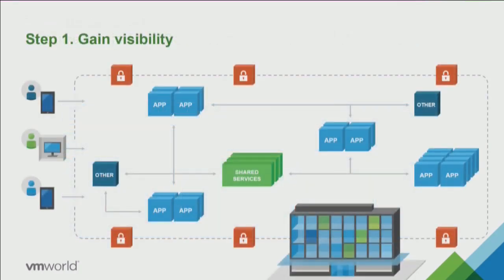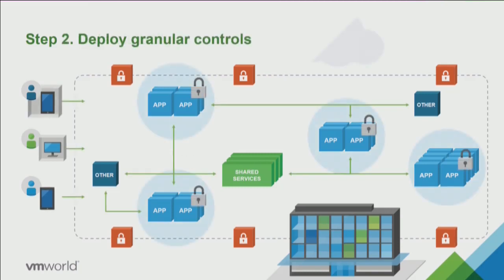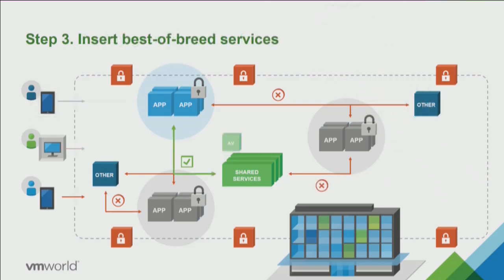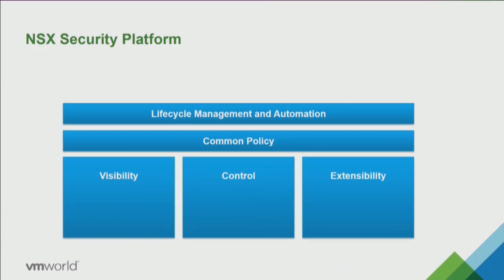So first step, gain visibility. Right now, we take a look at our data center, and we understand what we have in there. Next, once we have some visibility, we're going to start looking at some granular controls. So instead of allowing all of this east-west communication, we identify who needs to communicate with whom and where. And the last thing we're going to do here is insert our best-of-breed services. And this is the part that we're going to be talking about here.